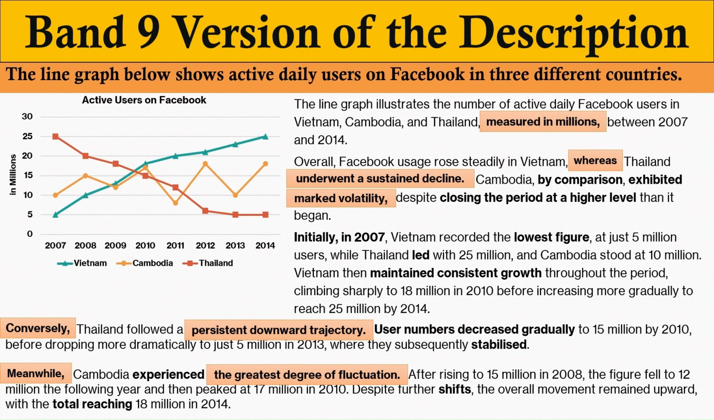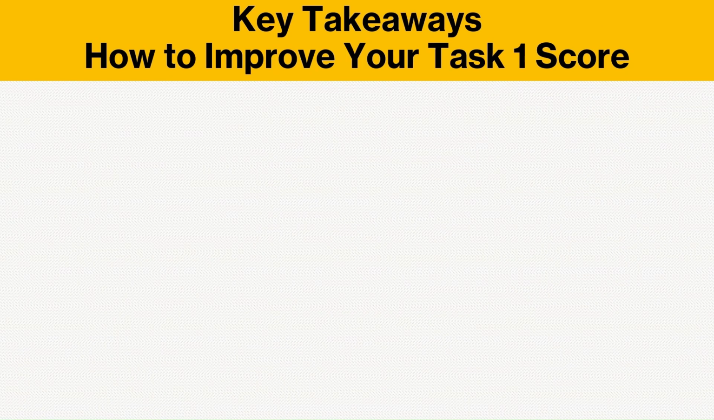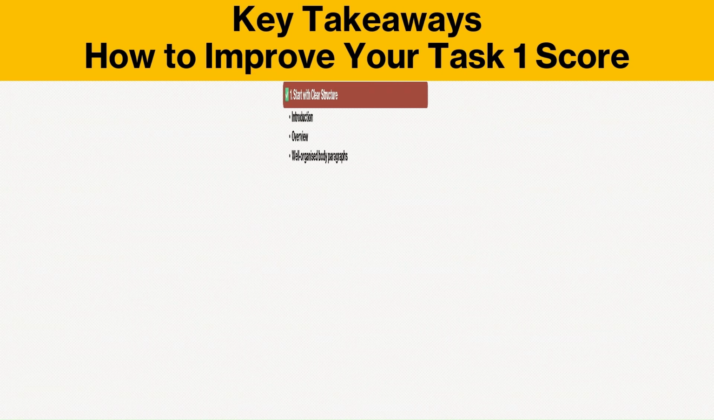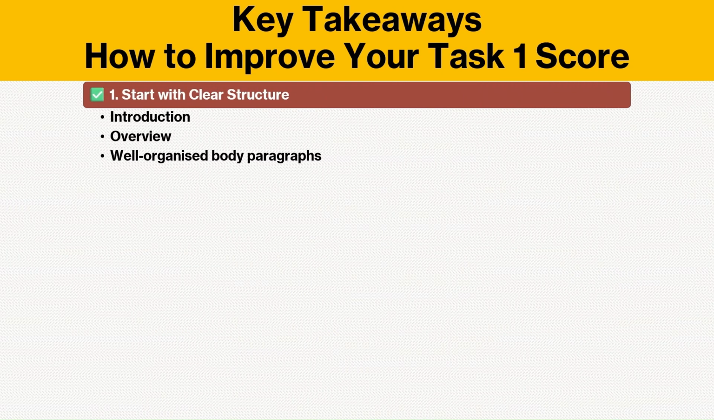You should first aim for clarity and structure, which gives you Band 7 or 8. Then, small refinements like these can elevate your writing further. Let's summarize what we have learned today. First, structure comes before sophistication. A clear introduction, a focused overview, and logically organized body paragraphs are essential.